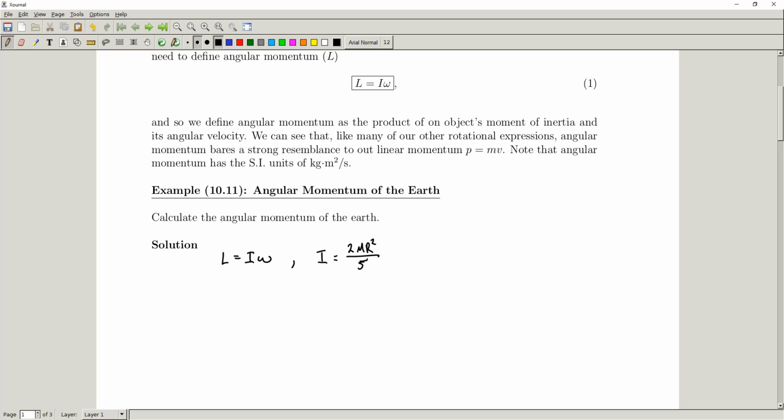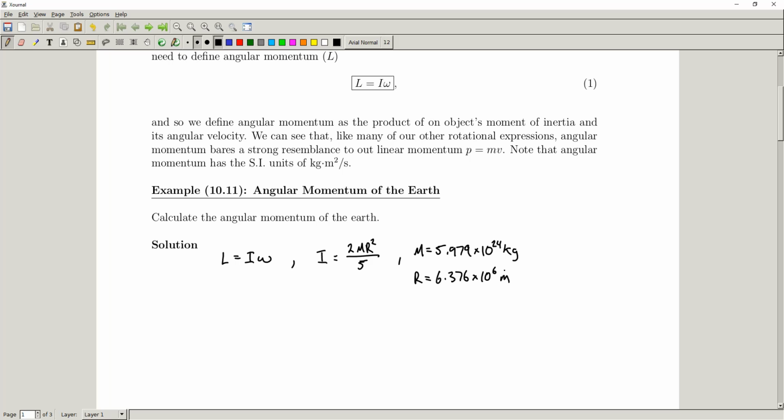And so what are we going to need? We're going to need to know the mass of the Earth and the radius of the Earth. These values are given to me in the textbook, but you could look them up anywhere. We have a mass for the Earth equal to 5.979 times 10 to the 24 kilograms, and a radius of 6.376 times 10 to the 6 meters.